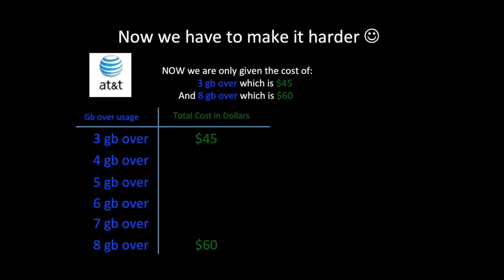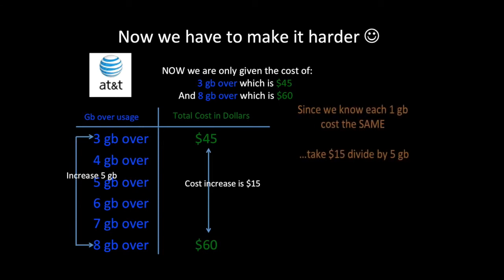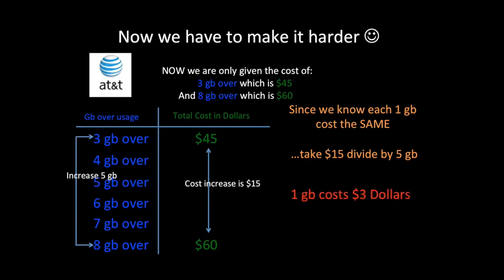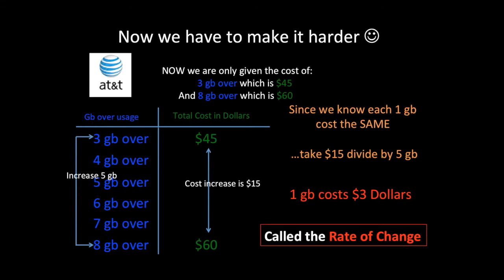But we already know this, right? Because we practiced it last time. We know the cost increase is $15. We need to know how much it is for 1 gigabyte. But how much is this $15 increasing? It's increasing for 5 gigabytes. But again, we know each 1 gigabyte costs the same because it is linear. So we can take that 15 divided by that 5 to find out how much it's costing for 1 gigabyte. And again, this is the table, so it's called the rate of change.